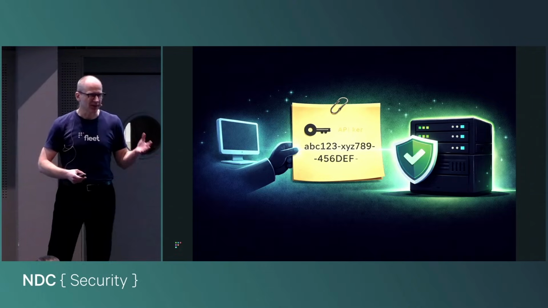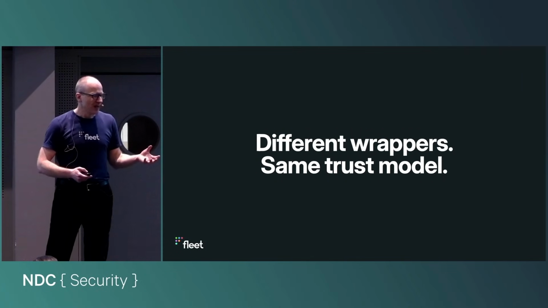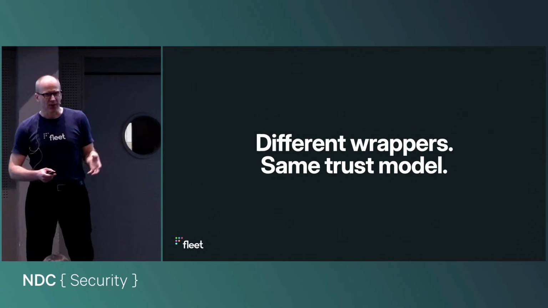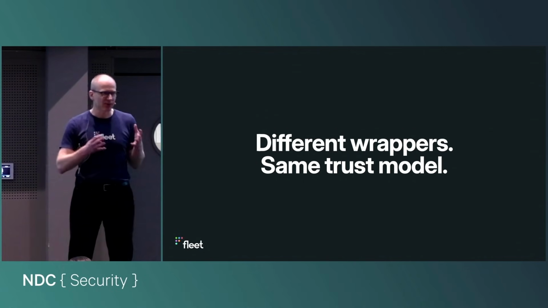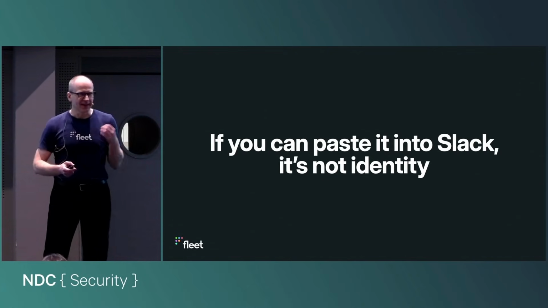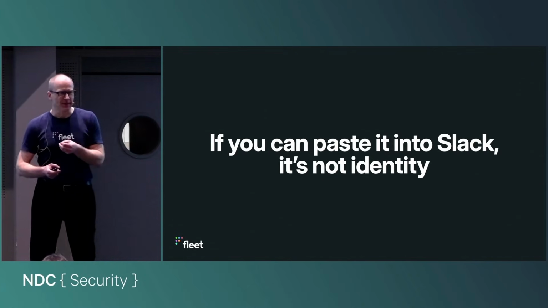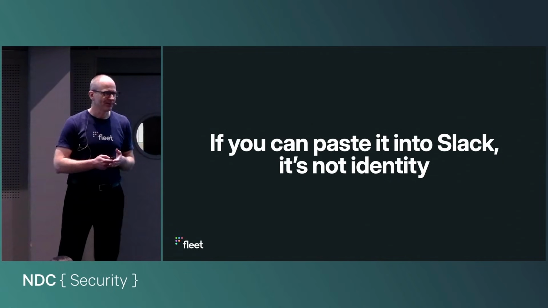In most systems, client authentication means one thing, possession of a secret. API keys, bearer tokens, OAuth tokens, JWTs, different formats, same model. If you have the right bytes, you're trusted. But that isn't identity. That's copyable possession. And if identity fits in a clipboard, it's not really identity.